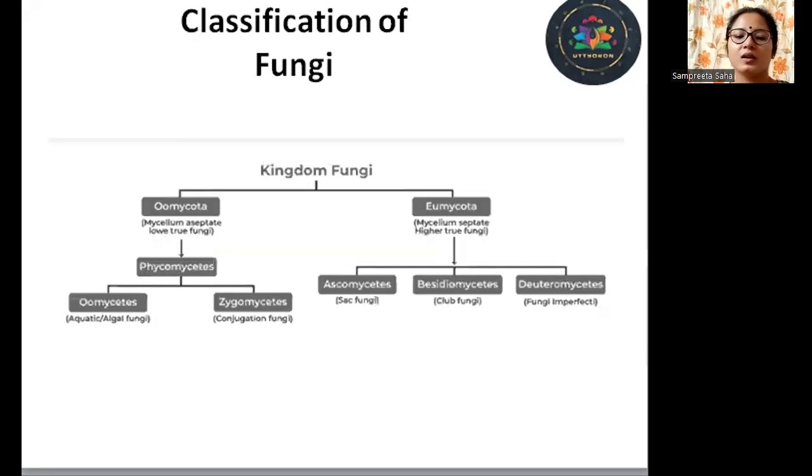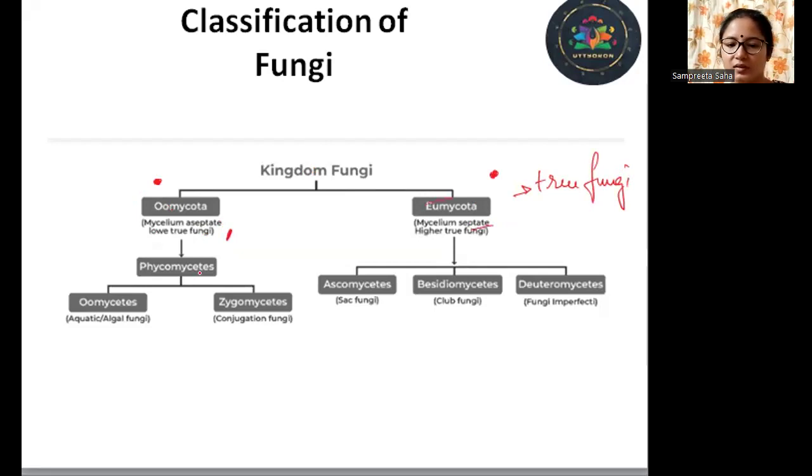Now let us move on to the classification of fungi. The kingdom fungi can be divided into two prominent parts, Oomycota and Eumycota. So what is Oomycota? Mycelium aseptate. The mycelium is aseptate. It does not have septa. Whereas Eumycota is also known as true fungi. They are the higher forms of fungi and they exhibit septate mycelium.